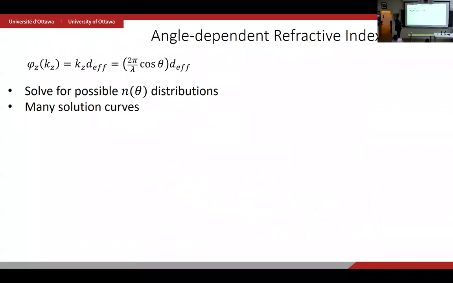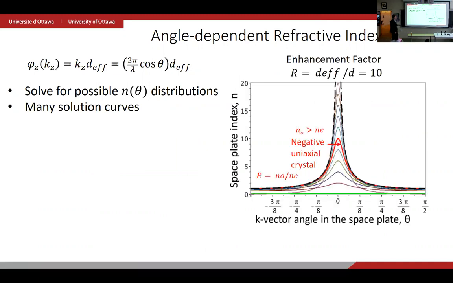But is it even possible? We don't know if this is possible. We need a phase that depends on angle. And our first idea was, what if we just had an index that depended on angle? What index would you need? And it turns out there's a whole family of indices. So this is your K vector inside the medium, and then this is the index. There's a whole family of curves that would implement the right thing that you need for free space propagation. There's a family because you don't care about the global phase that comes out.